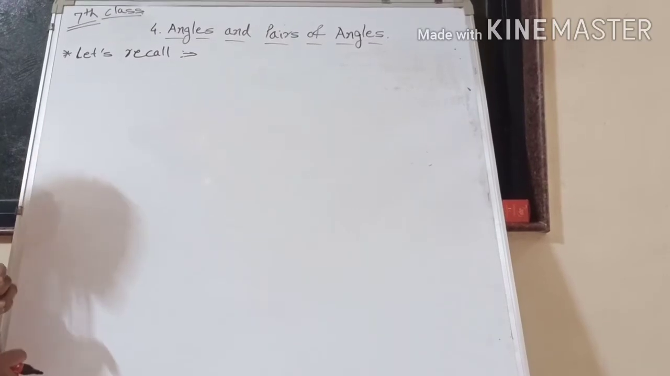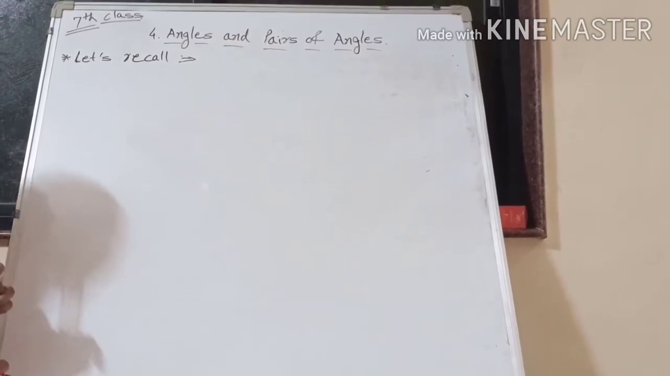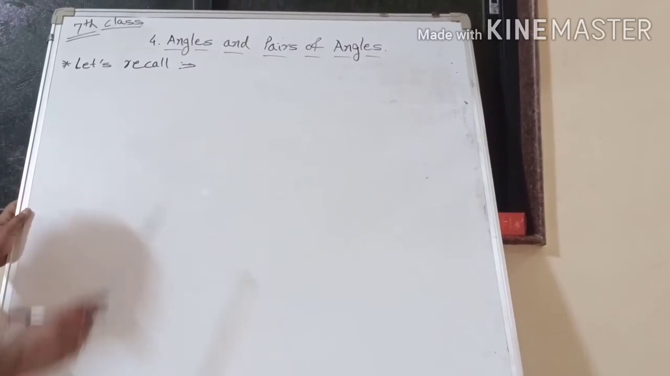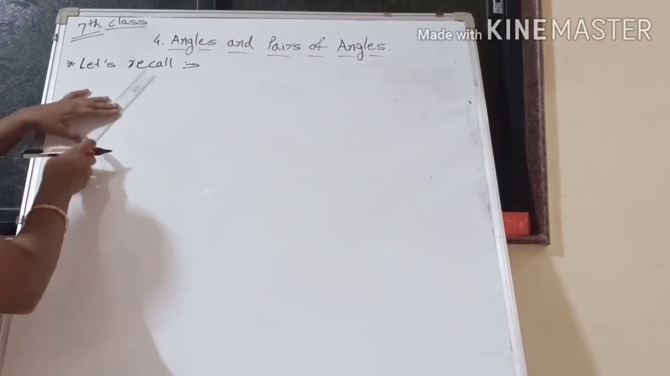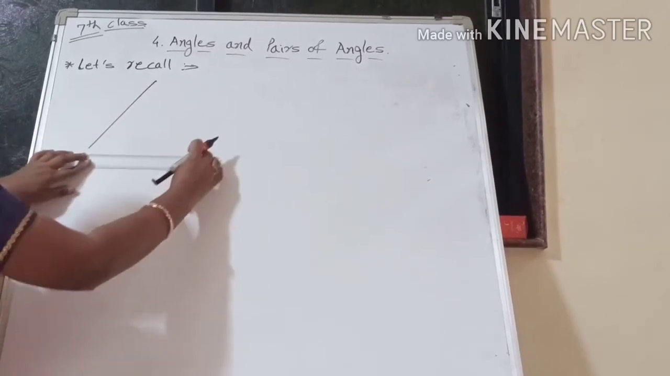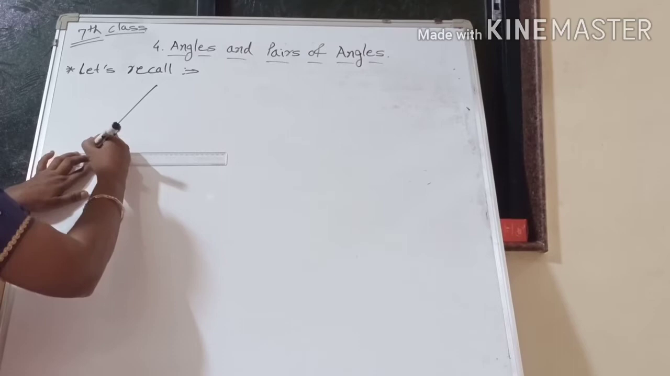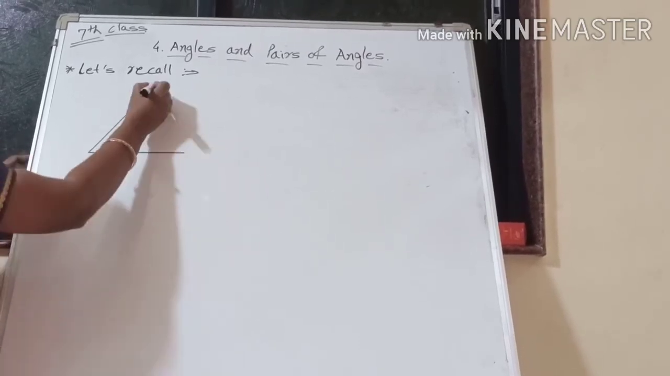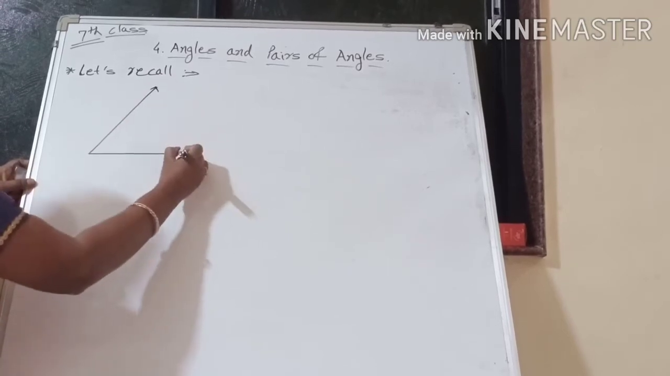We learn in this period chapter number 4, angles and pairs of angles. In this chapter first we learn, let's recall. Let's recall मध्ये आपण पाहणार आहोत. We learn in 6th standard introduction of angles.